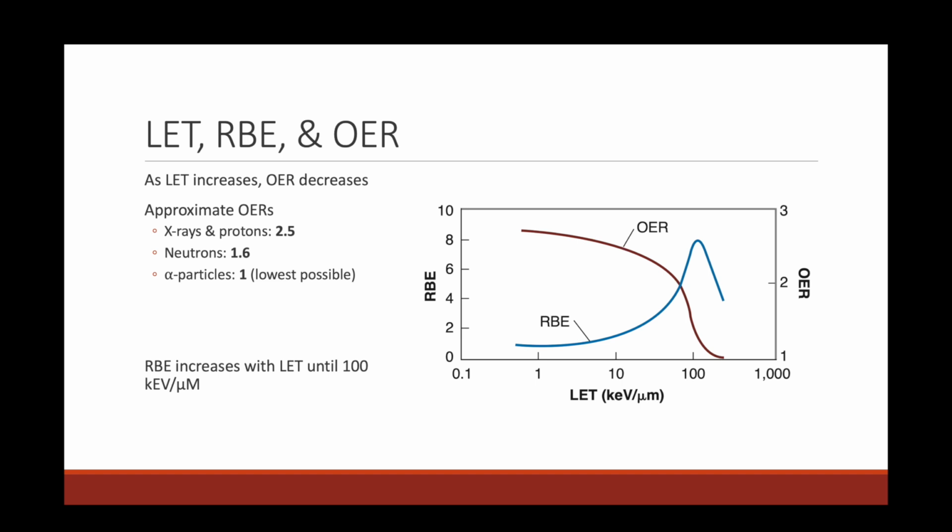And then RBE increases with LET until 100 keV per micrometer, and then it decreases as LET continues to increase above that. And that's because we're getting too many ionizations to cause double-stranded DNA breaks, more than what is needed, so we're essentially wasting energy. So as LET increases, OER decreases: 2.5 for X-rays and protons, 1.6 for neutrons, 1 for alpha particles. These are approximate OERs to memorize. And then RBE increases with LET until 100 keV per micrometer, and beyond that, it decreases.